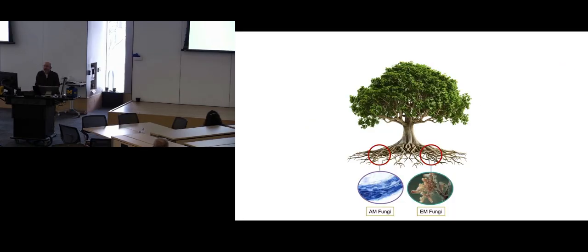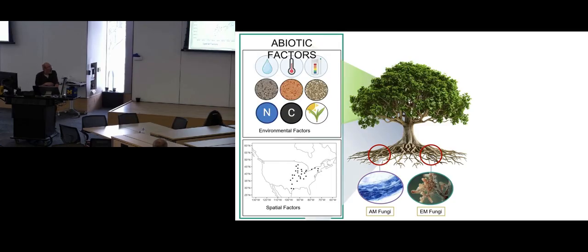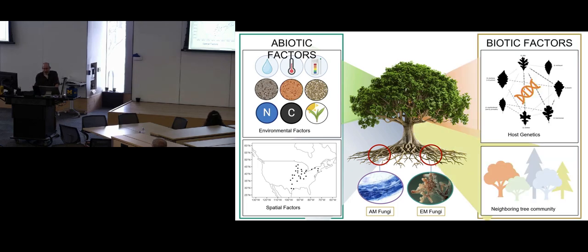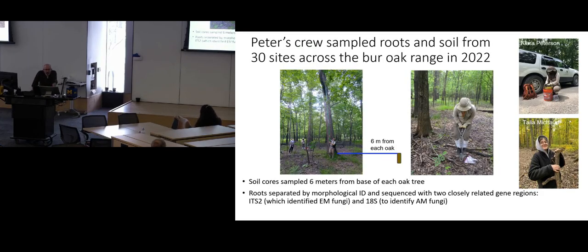So they wanted to understand, for both the arbuscular mycorrhizal fungi and the ectomycorrhizal fungi, whether abiotic factors, the degree to which environment and soil and climate were affecting the mycorrhizal community, and biotic factors, what oak they were growing on, and what the neighboring forest community was like. So they sampled roots and soils from 30 sites across the bur oak range in 2022. At each site, they took a soil core as well as a root sample that they could take back and sequence to look at what fungi were growing within it.